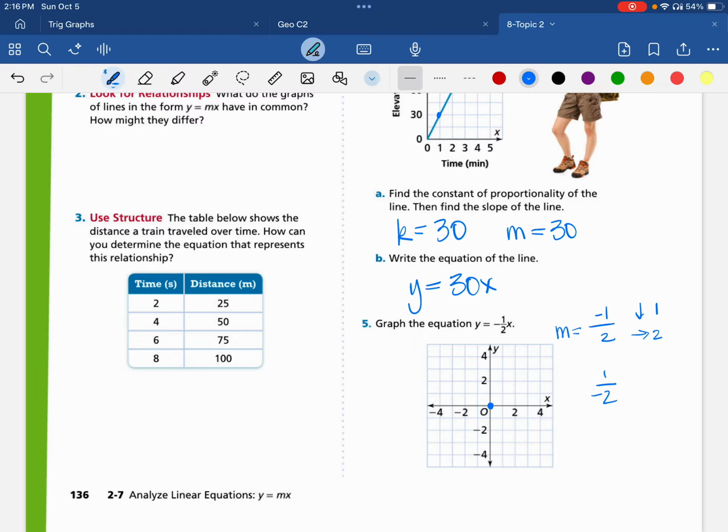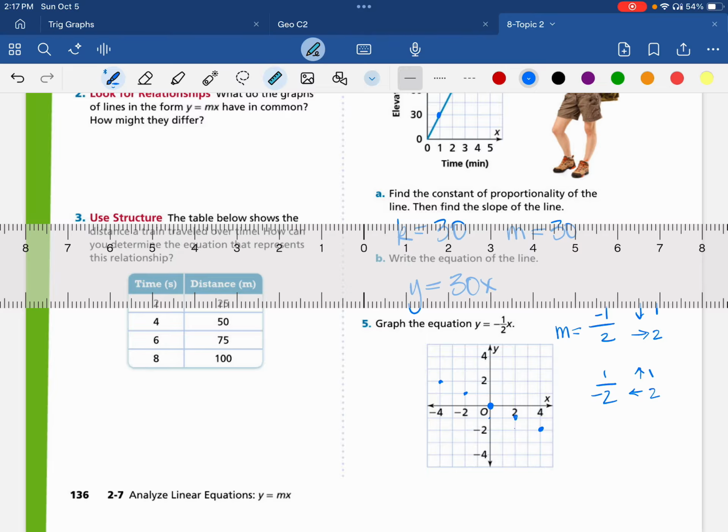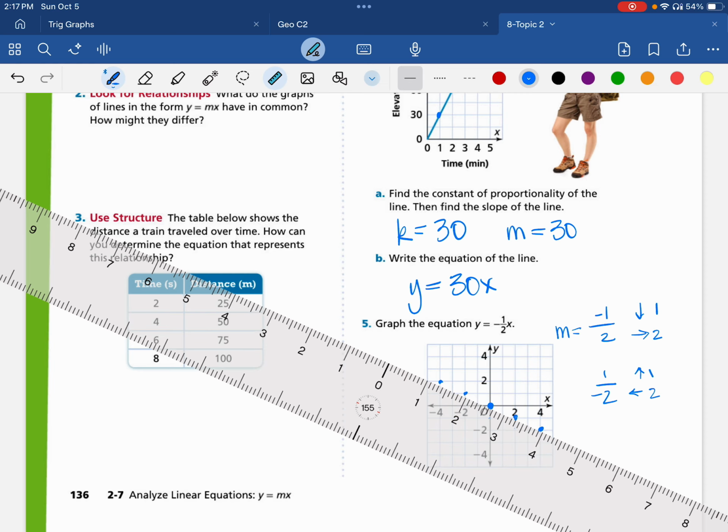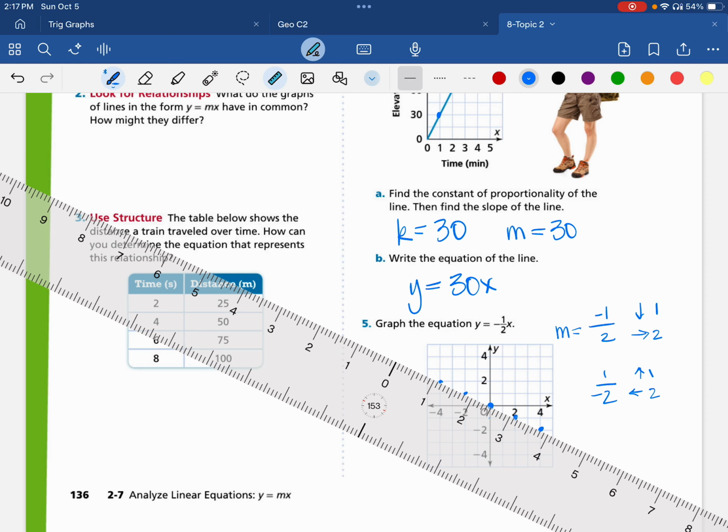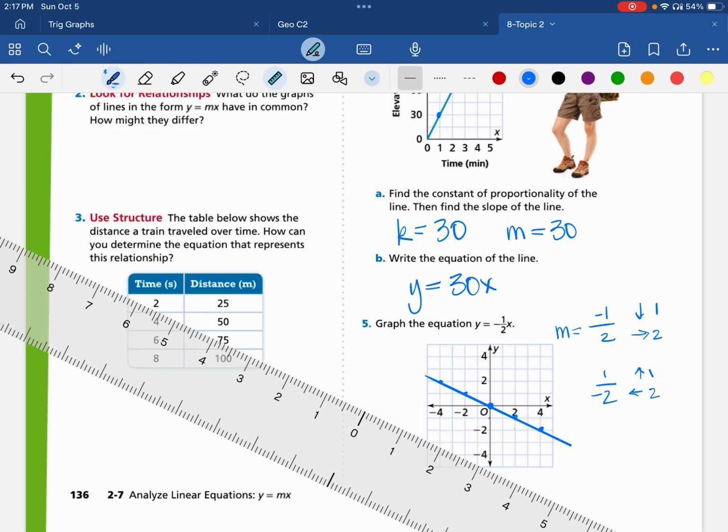So we put our point at 0, 0. On this graph, each box is 1 on the x and the y axes. So I can just go down 1, right 2. I can fit 2 points on there. And then my other representation of slope, 1 over negative 2, means I could go up 1 and left 2 from 0, 0. So I'll do that. Again, get my ruler, line it up, and draw your line.